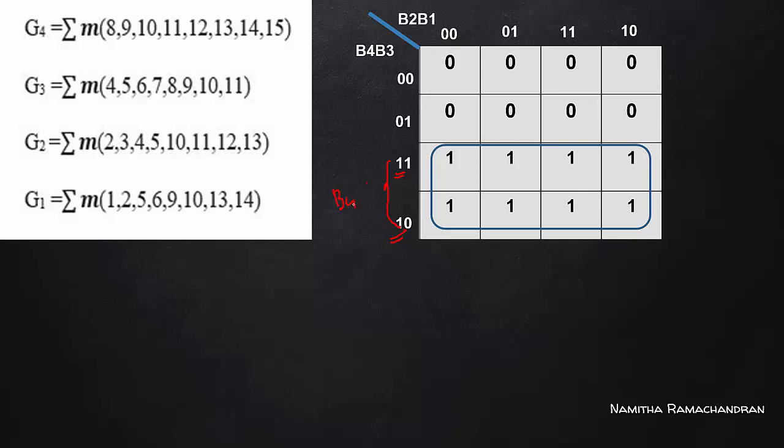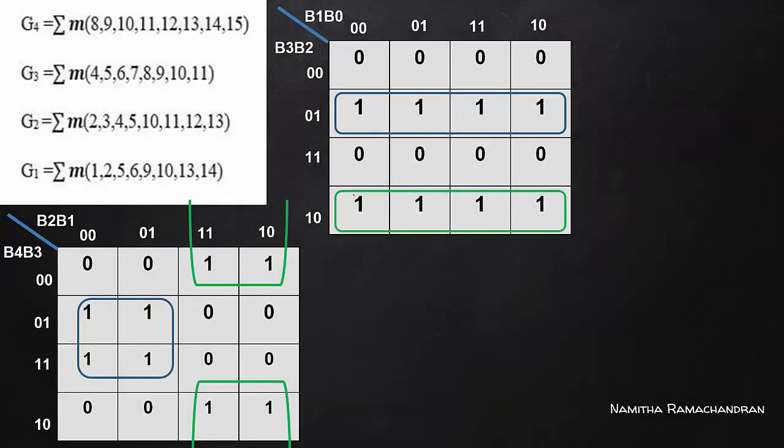Okay, so G4 is B4. And for next, G3, two groups are possible. This is the largest possible group, one green group and this blue group. For this blue group, these two values are common for all these ones, and B3 with value 0, B2 with value 1. So the simplified form is B3 complement B2.